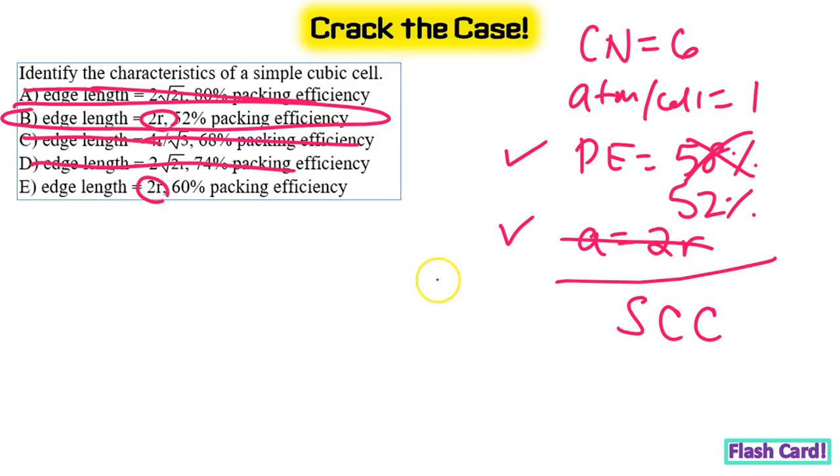We have cracked the case for the SCC unit cell. Let's move on to the next crime scene.